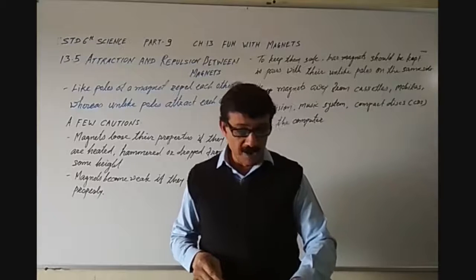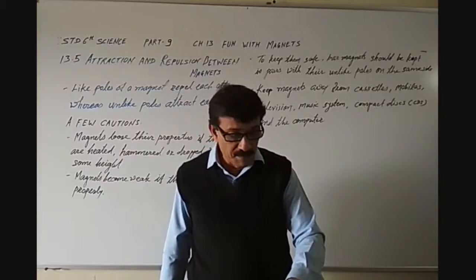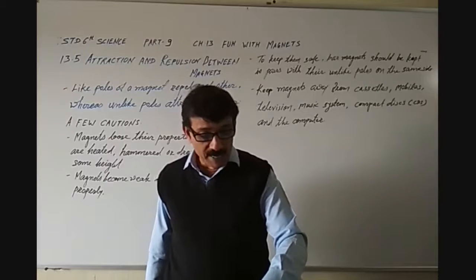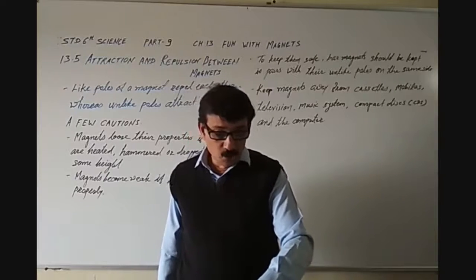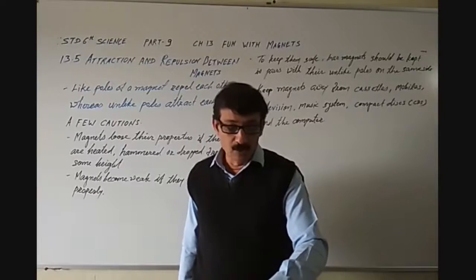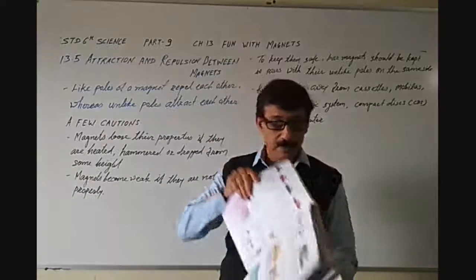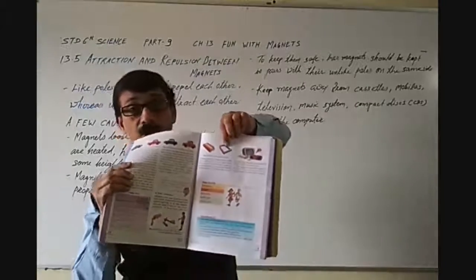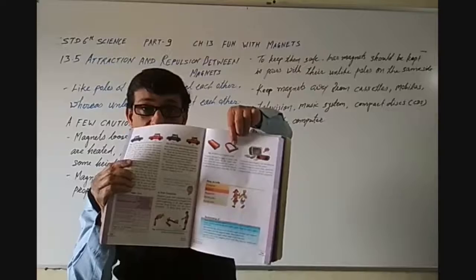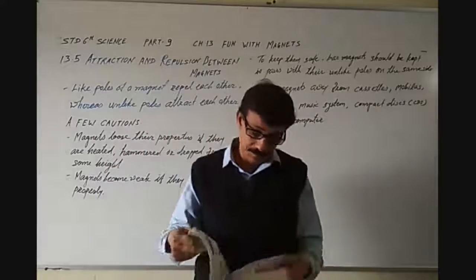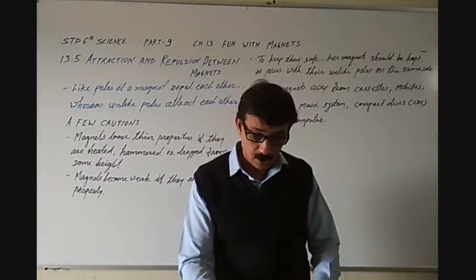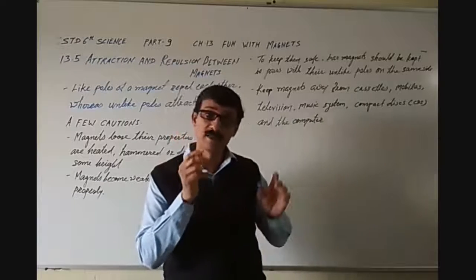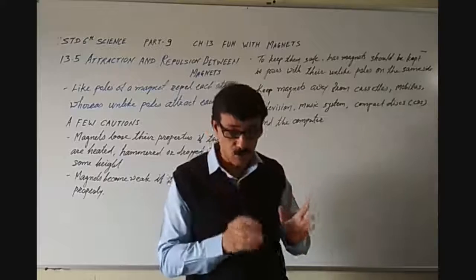Two pieces of soft iron should be placed across their ends. For a horseshoe magnet, one should keep a piece of iron across the poles. You can see, this is for bar magnet, and this is for horseshoe magnet. Then one should keep a piece of iron across the poles if it is a horseshoe magnet.